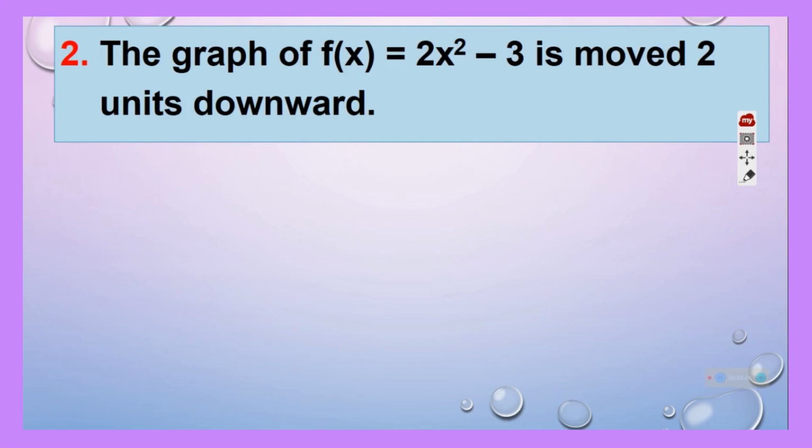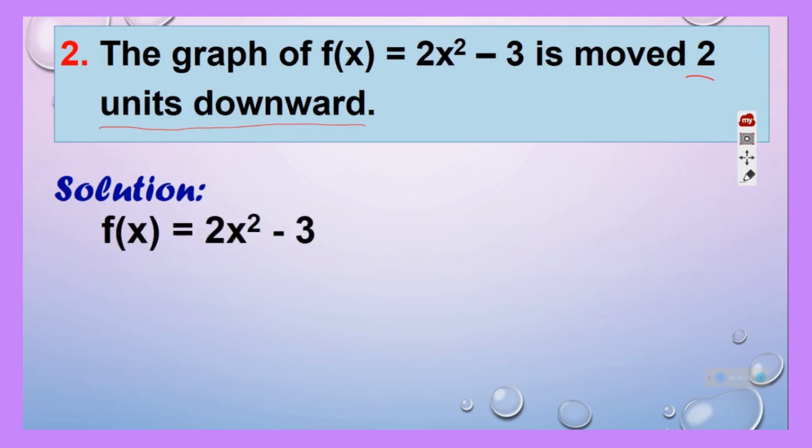Next example, number 2: the graph of f of x equals 2x squared minus 3 is moved 2 units downward. Dahil nag-move ng 2 units downward, ibig sabihin, mababago ang value ng k. So solution, the given is f of x equals 2x squared minus 3. Identify the vertex. Ang vertex ng given function ay 0, negative 3.